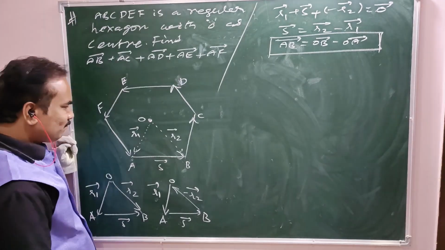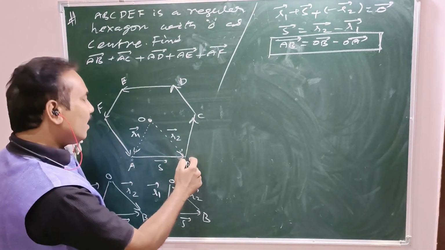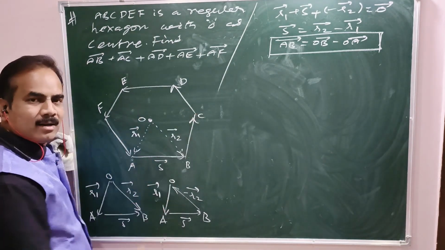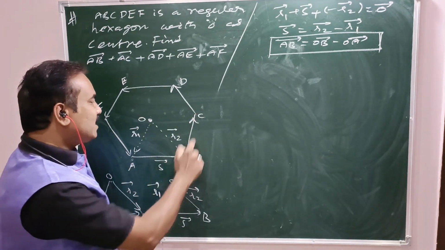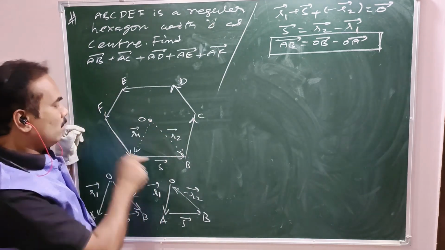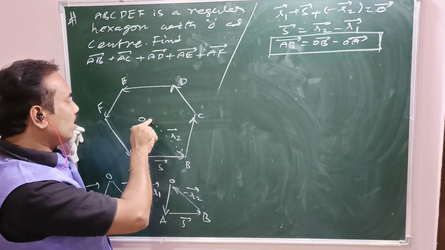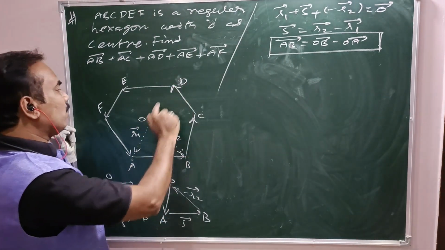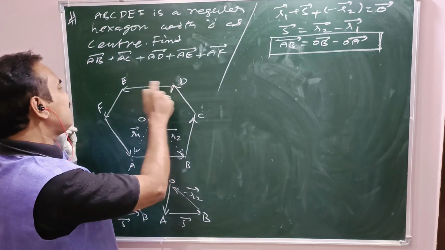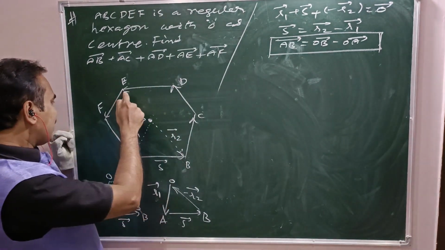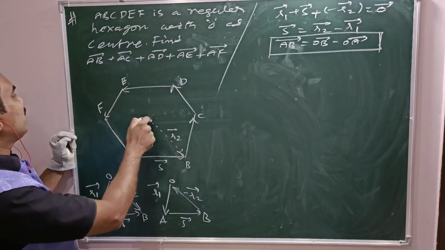As far as BC bar is concerned, BC bar equals OC bar minus OB bar. Why? Because BC bar equals the final position vector minus the initial position vector. So BC bar equals OC bar minus OB bar. Similarly, CD bar equals OD bar minus OC bar. Similarly, DE bar equals OE bar minus OD bar. Similarly, EF bar equals OF bar minus OE bar.